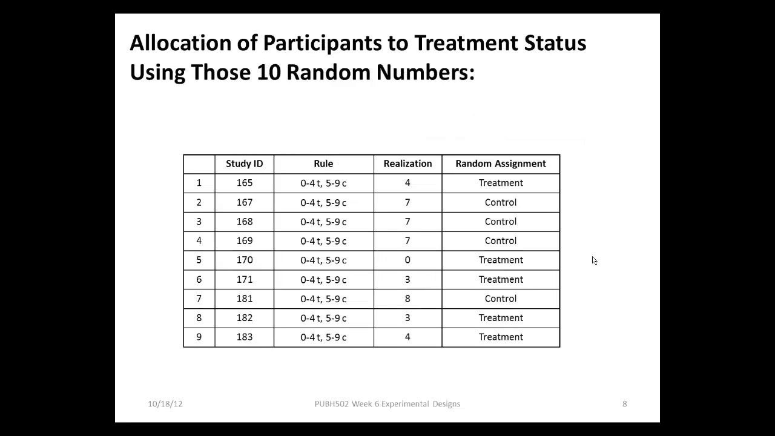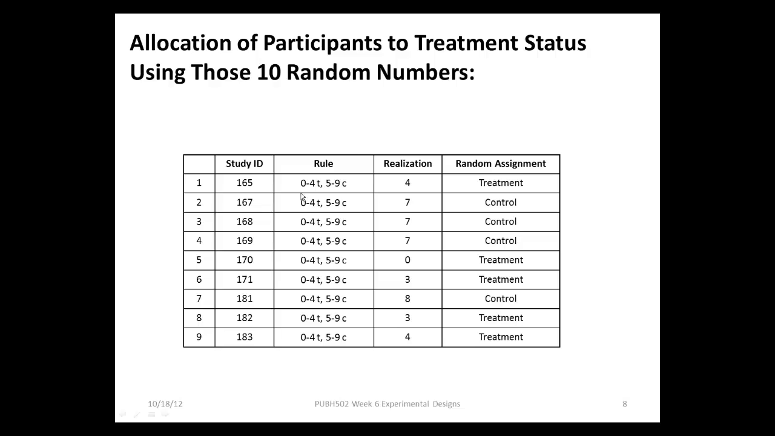Well, Dr. Schmitz had established ahead of time that if the number came up between 0 and 4, that would be a treatment, and if the number came up between 5 and 9, it would be a control. So she had a list of her study IDs. She applied the same rule to every respondent. There was the realization in this column of the random number table, and you can see how each person was assigned to treatment or control based on the rule.